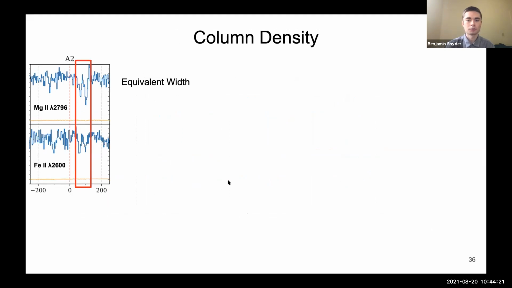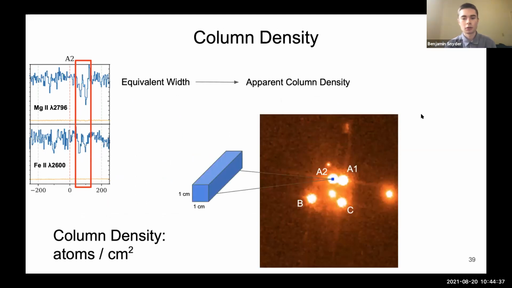Okay, so how do we quantify how much gas we see? Well, like before, we can find the equivalent width, and we can directly convert that to apparent column density, which is a very good estimator of column density. But what is column density? You can imagine a thin column piercing one of these sight lines, and column density is essentially the number of atoms per column, because as astronomers, we don't have access to the 3rd dimension. We only see 2D images, so the physical quantity that we can report is column density.